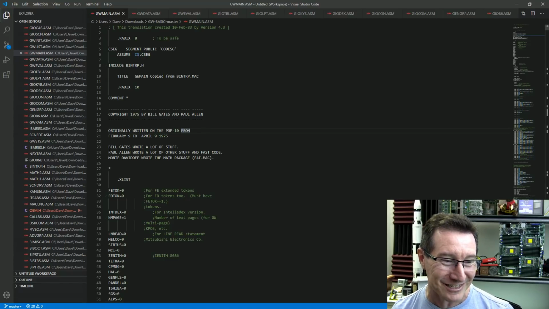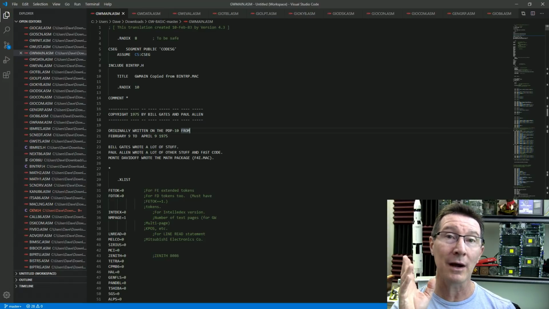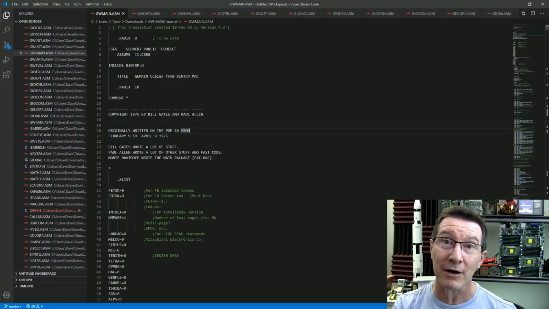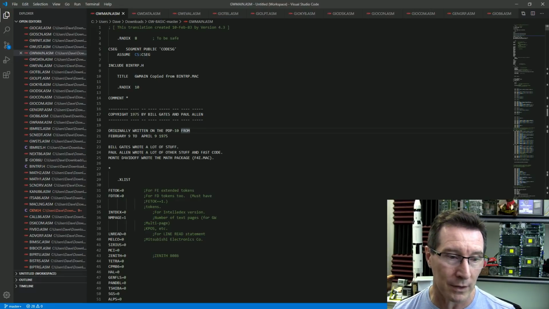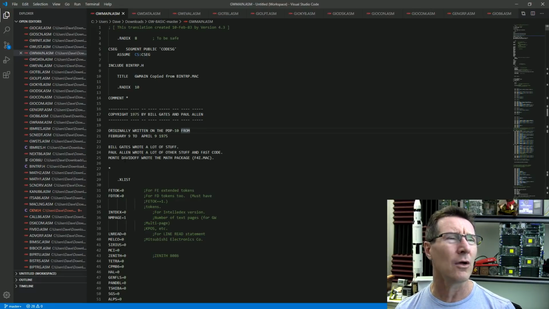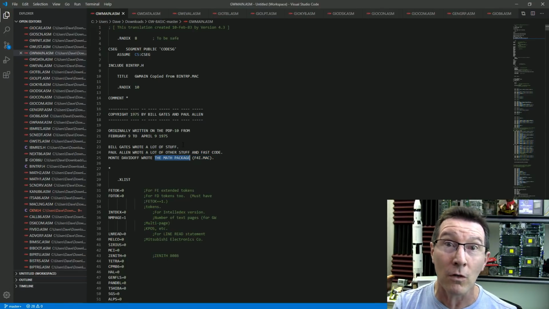Bill Gates wrote a lot of stuff. Paul Allen wrote a lot of other stuff and fast code. Monty Davidov, for those who aren't aware, is one of the original founders of Microsoft, and he sold his, I can't remember what percentage he had in Microsoft at the time, but he sold out really early, I believe. Or was he? No, I might be thinking of the Apple story. Anyway, Monty Davidov famously, although obscurely famously, wrote the math package for GW Basic, because apparently Bill and Paul were too busy writing stuff.